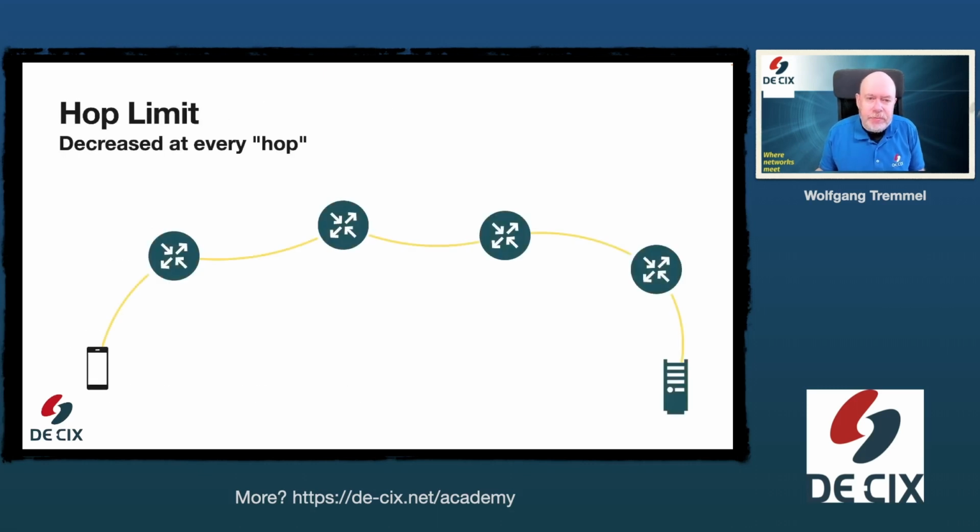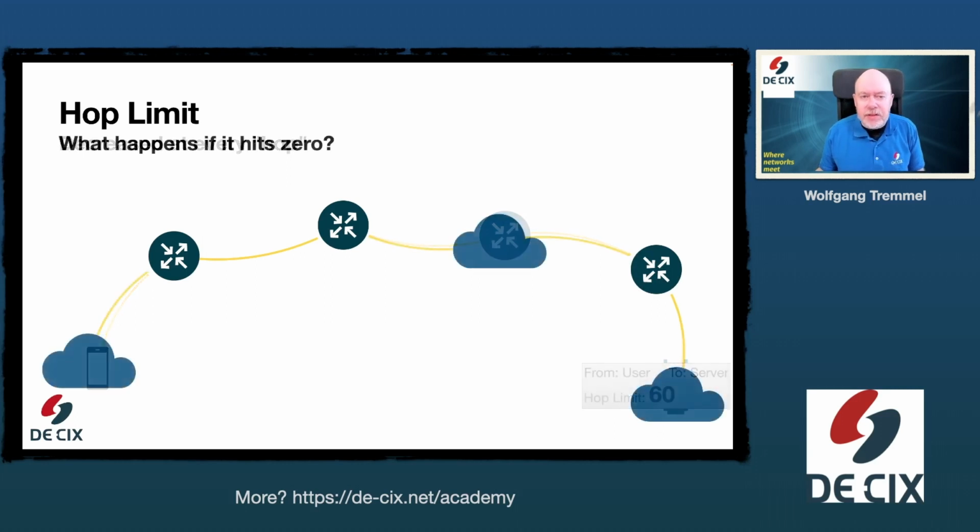Let me show you. So here my device creates an IP packet, initializes the hop limit field to 64, forwards it to a router, which decreases it to 63, forwards it to the next router, hop limit is decreased to 62, to the next, decreased to 61, to the next, decreased to 60, and delivered to the end device.